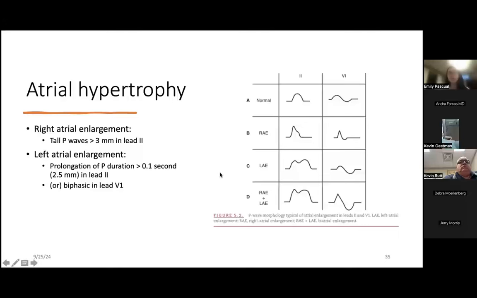And then atrial hypertrophy is a little bit harder to see on EKG, but you can sometimes catch this as well. With right atrial enlargement, you'll see tall P waves in lead 2. With left atrial enlargement, you'll see prolongation of the P wave duration in lead 2, and sometimes they'll look biphasic, where you'll see a little hump here.